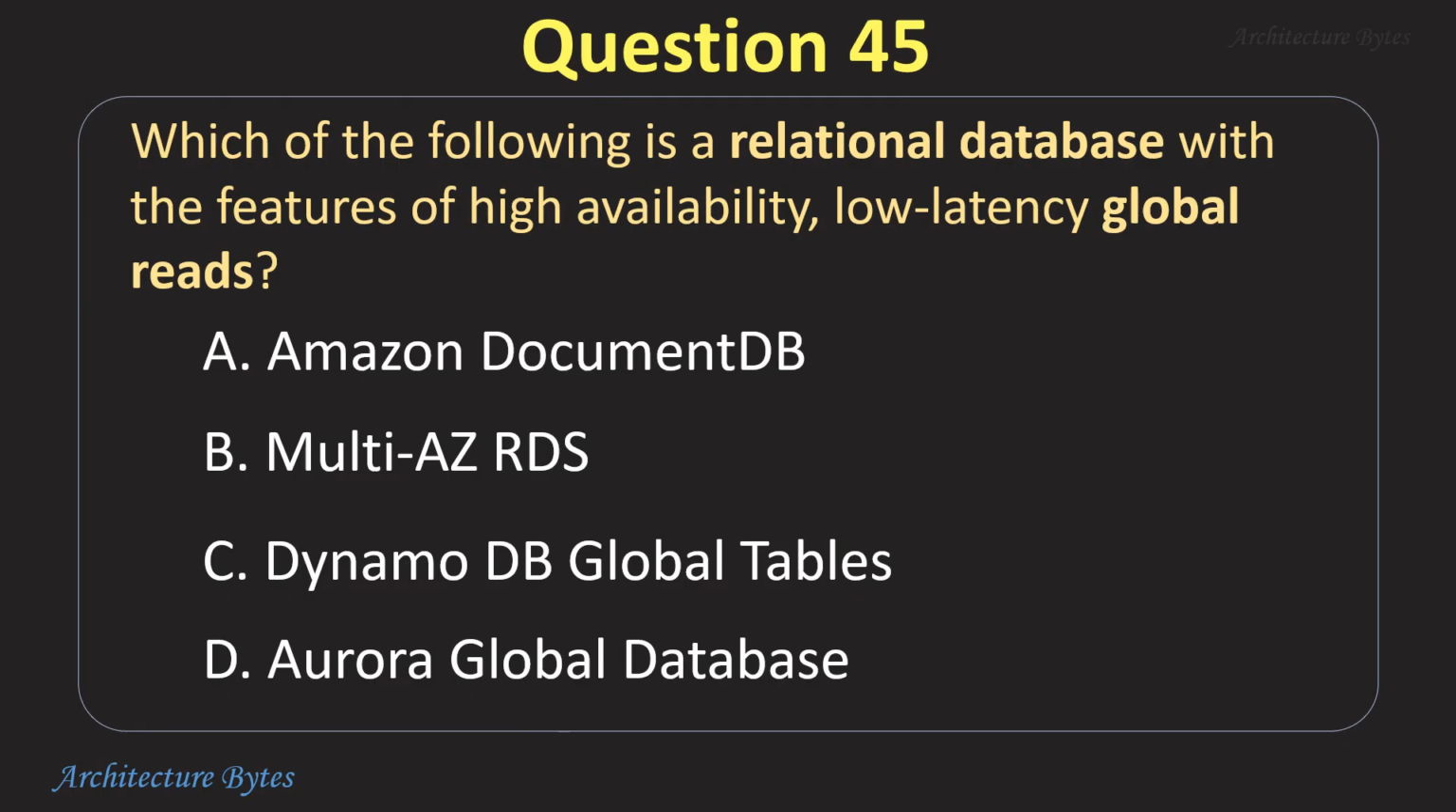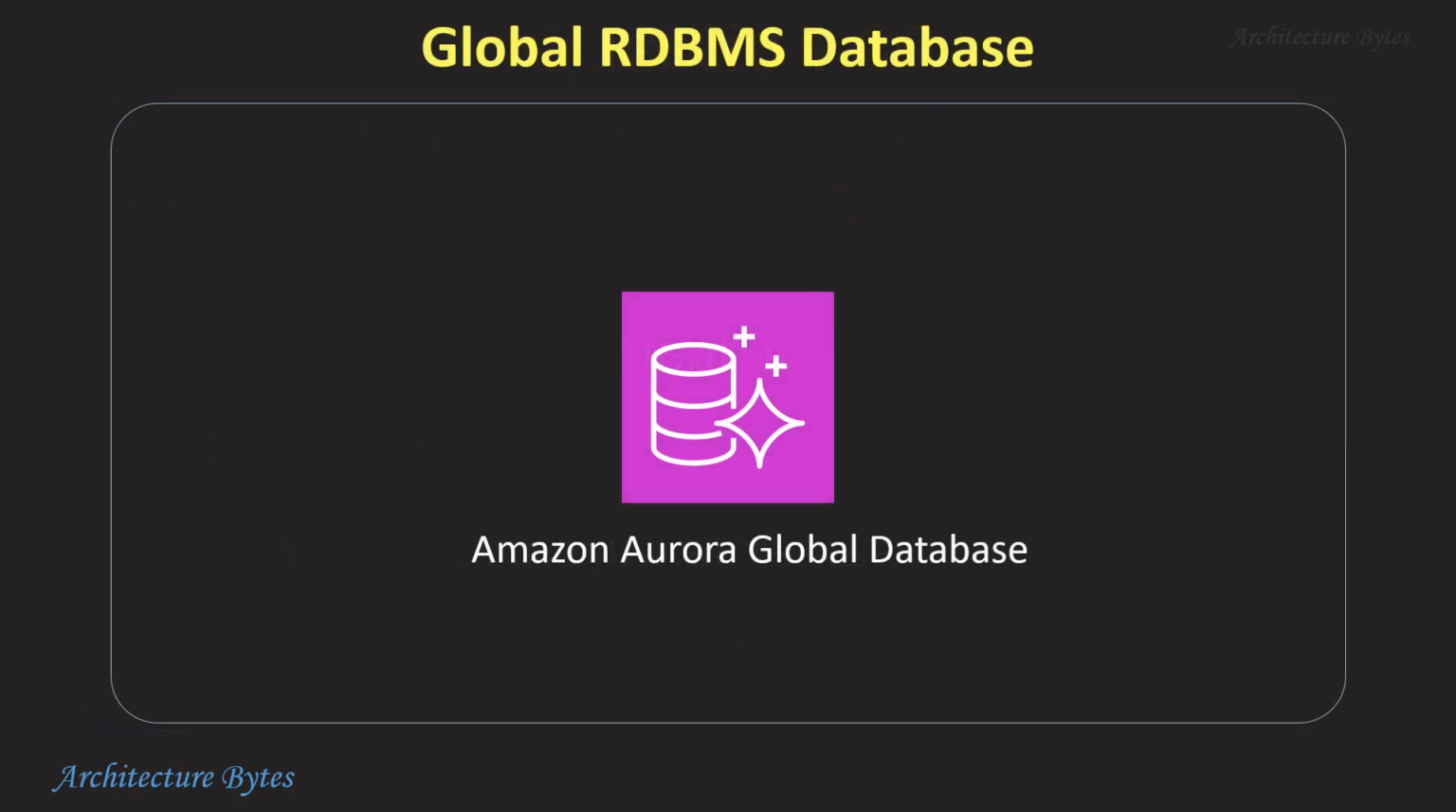Which of the following is a relational database with the features of high availability and low latency global reads? Amazon Aurora Global Database allows a single Amazon Aurora database to span multiple AWS regions, thereby supporting fast local reads with low latency in each region.